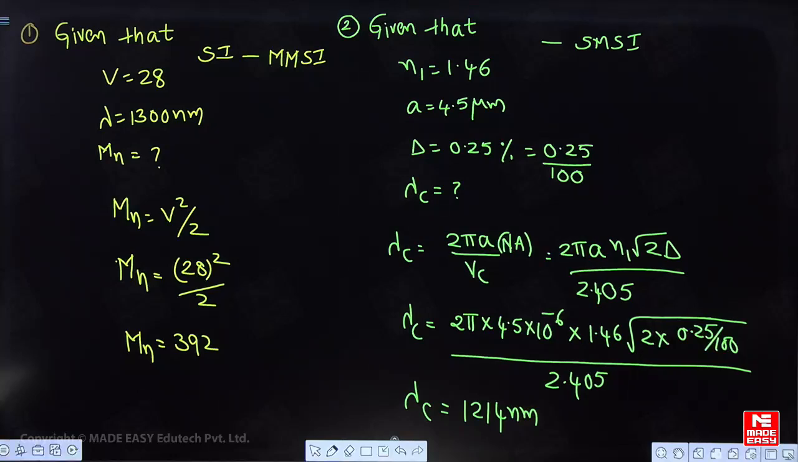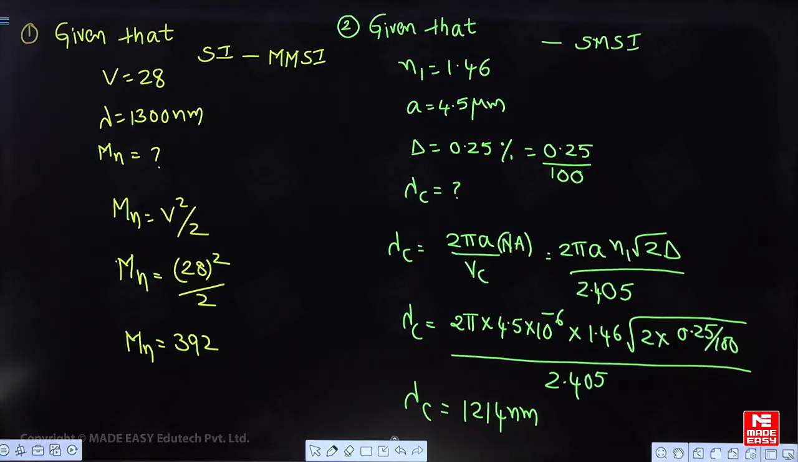and supports 400 modes at a wavelength of 1.3 micrometers. Calculate its core radius. That is the first question.